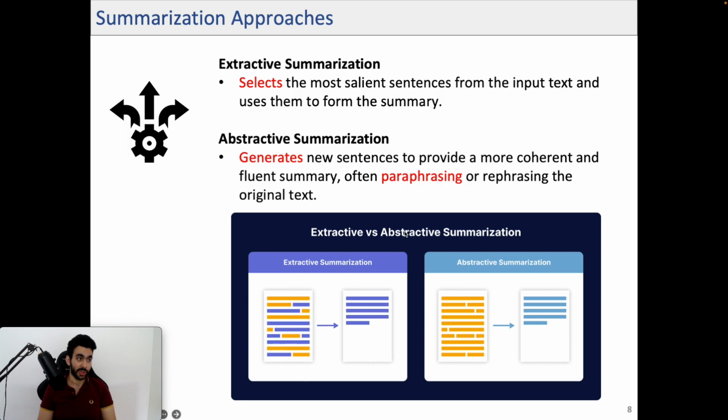In contrast, abstractive summarization is more generative. It generates new sentences to provide a more coherent and hopefully fluent summary, often paraphrasing or rephrasing the original text. If you see here, that's a very different color coding, from orange to light blue. It's a very different outcome from the summary. It is a generated outcome, more or less, not an extracted outcome.